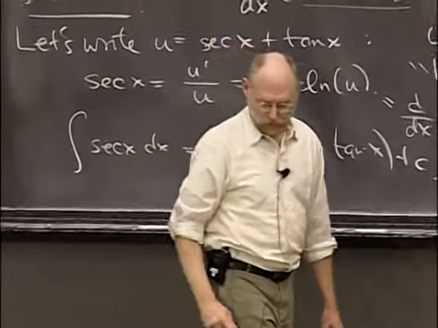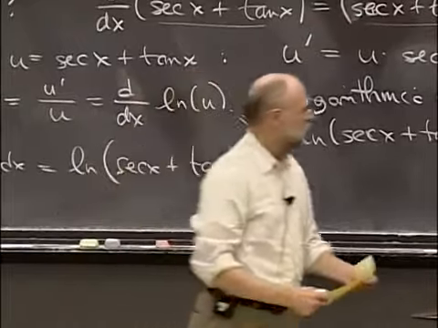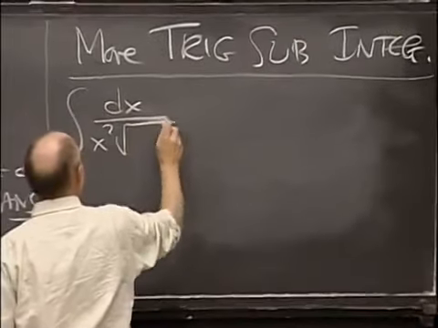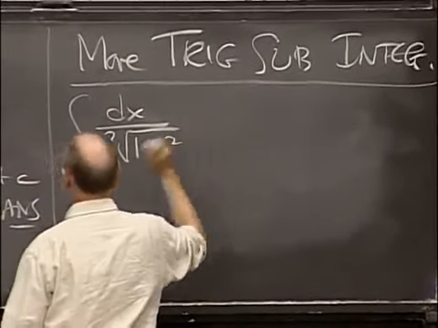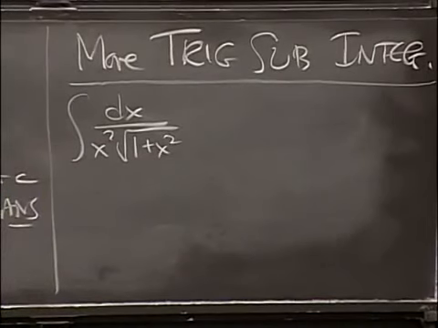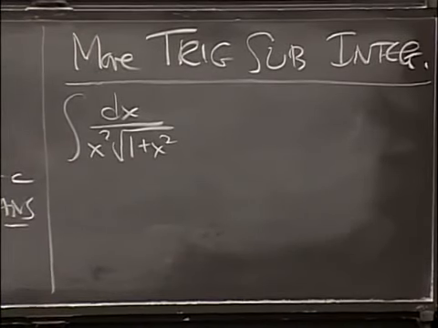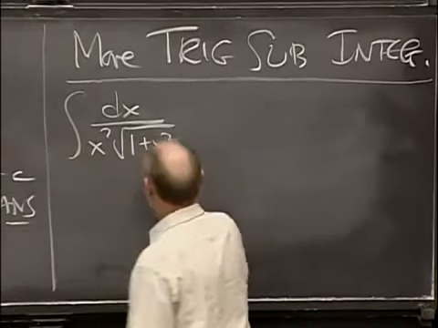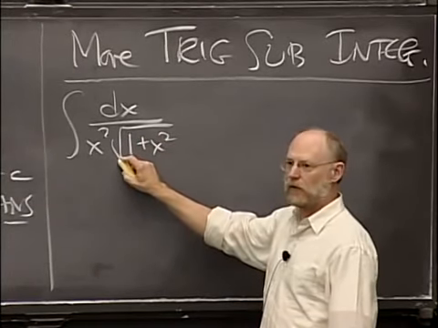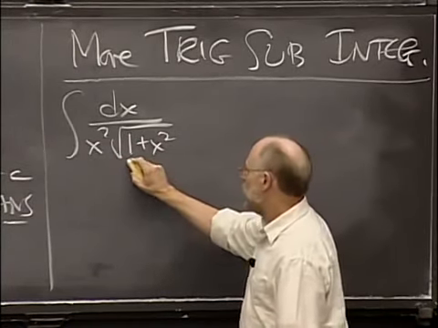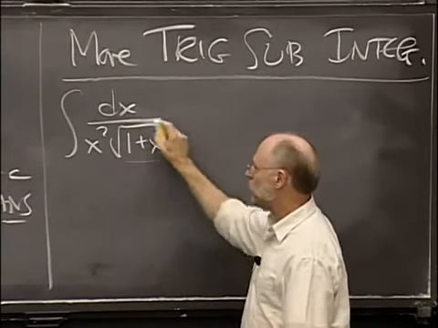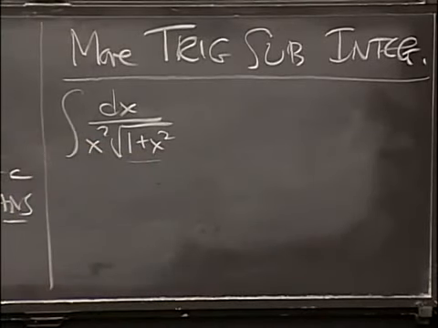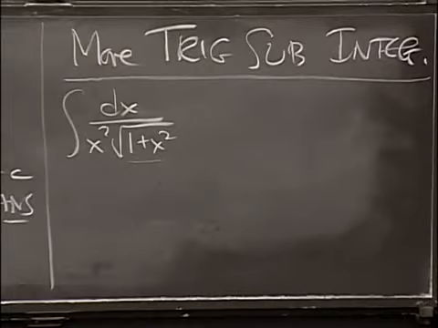Let's start with a pretty hard example right off the bat. So this is going to be the integral of dx over x squared times the square root of 1 plus x squared. Okay, it's a pretty bad looking integral. So how can we approach this? Well, the square root is the ugliest part of the integral, I think. And what we should try to do is write this square root in some nicer way. That is, figure out a way to write 1 plus x squared as a square. And that will get rid of the square root.